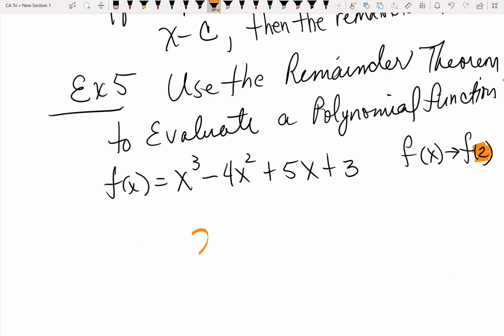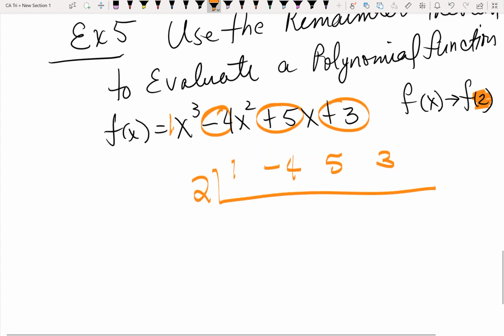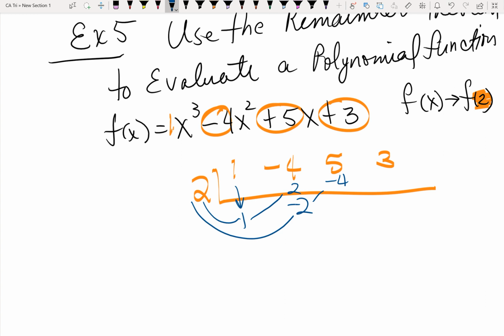notice that when I use synthetic division, I'm actually going to divide 1, negative 4, 5, and 3. So that's the 1, the negative 4, the positive 5, the positive 3, by that 2. When we do that, we drop the 1, multiply, 1 times 2 is 2, so this leaves me negative 2. Multiply, this gives you negative 4, leaving you a 1. Multiply again, and this puts me at 2, so I have a 5 remaining.